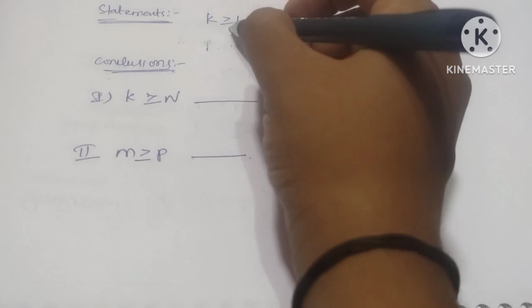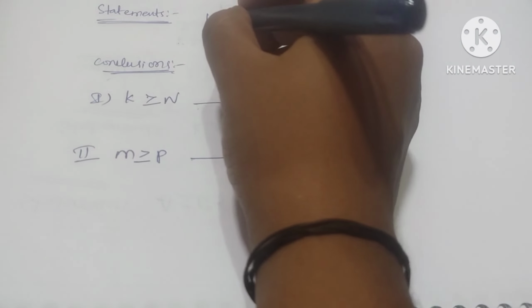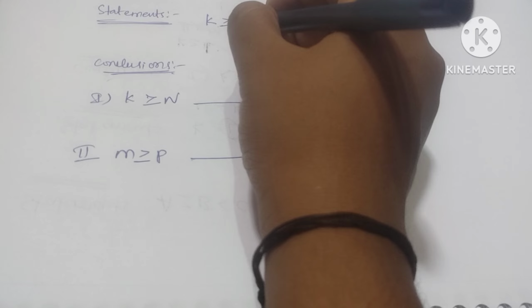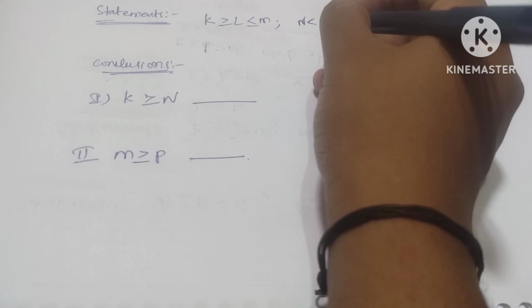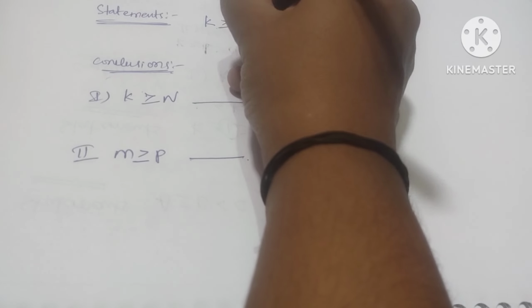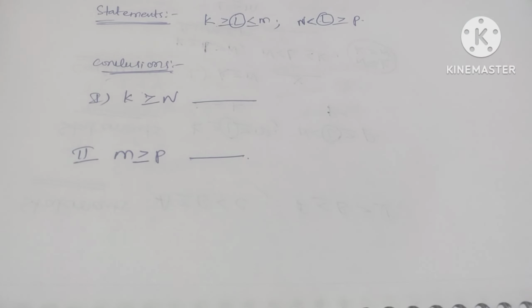In the next question, these two are the statements and these two are the conclusions. Okay. Now, K is greater than or equals to N. K is in the first statement and N is in the second statement. Now, we have to take the common letter between these two statements. Here, what is the common letter? L is the common letter between these two statements. Okay.